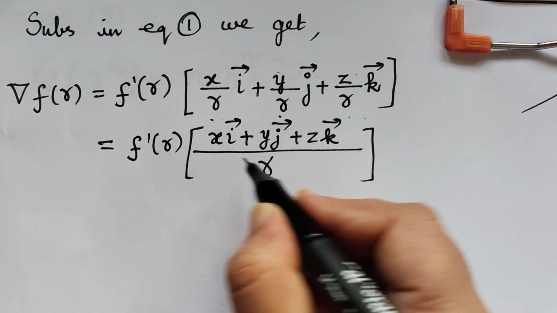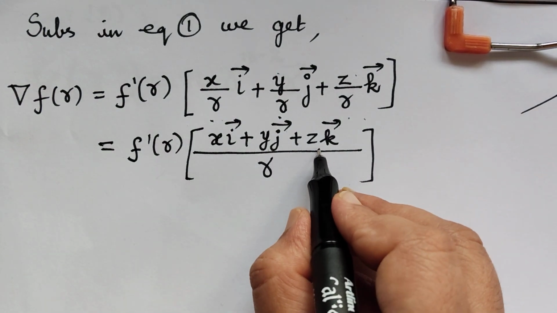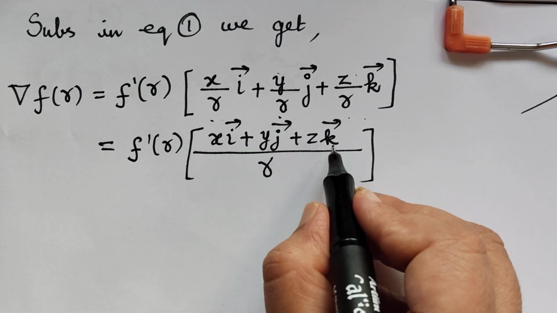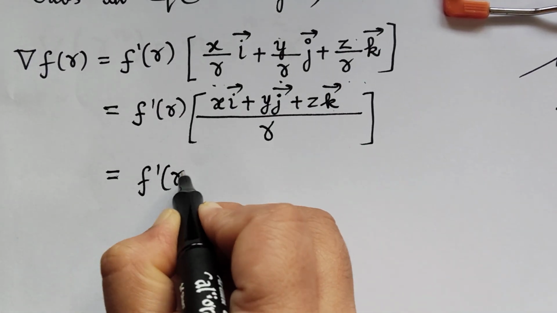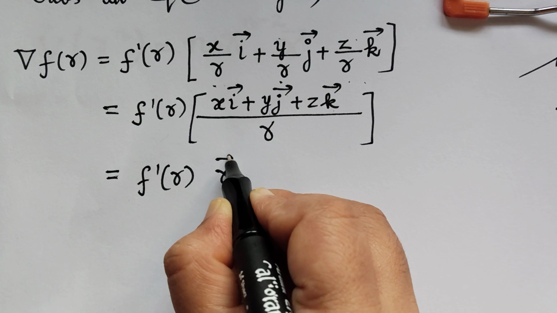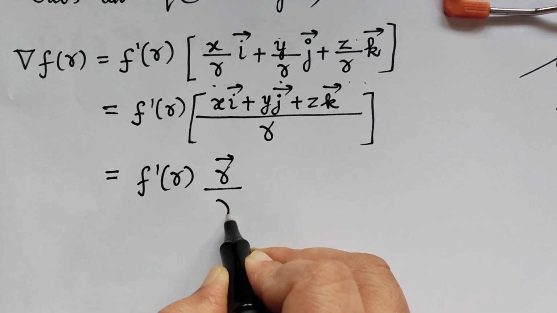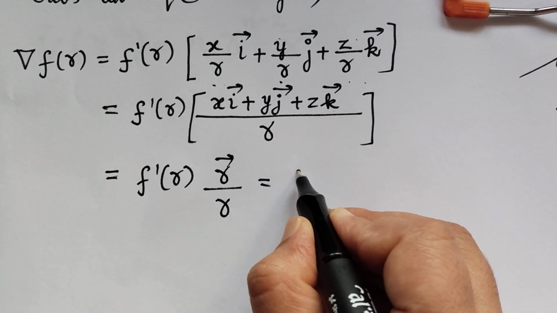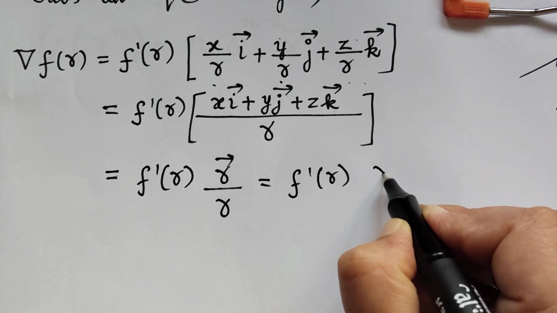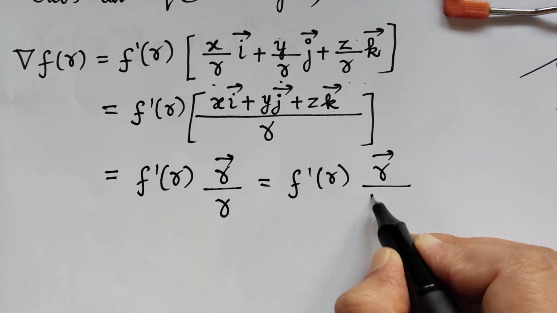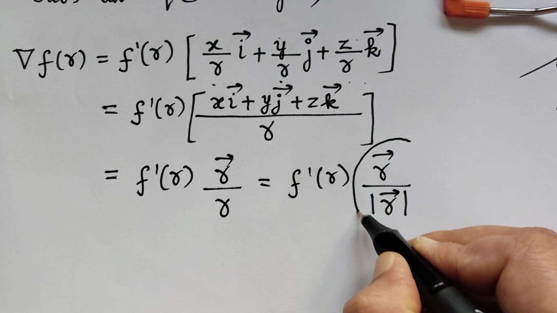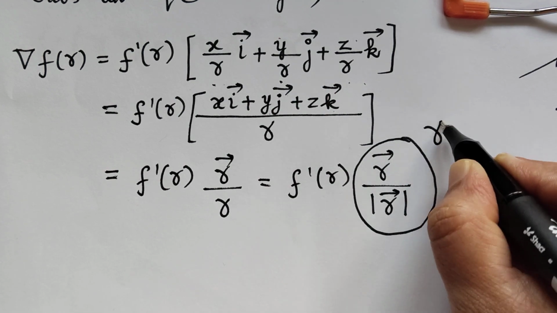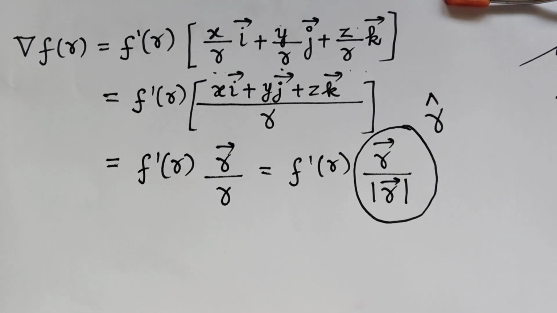But what is x i vector plus y j vector plus z k vector? It is the position vector r vector. So therefore it's equal to f'(r) multiplied with r vector divided by r. So this is equal to f'(r) times r vector divided by r, the modulus of r vector. And we see that this quantity is the unit vector r cap. So we can replace it by r cap.